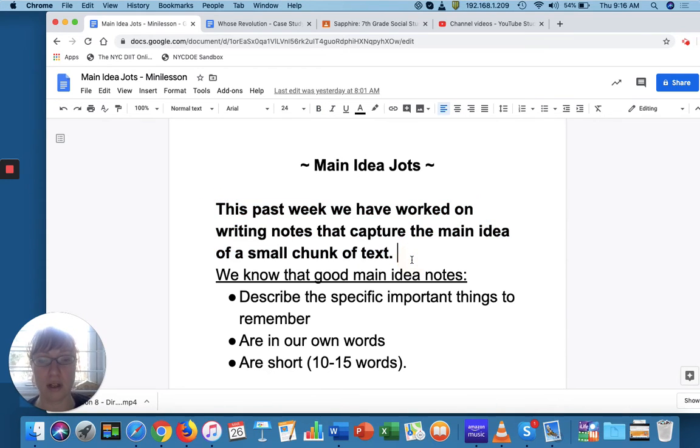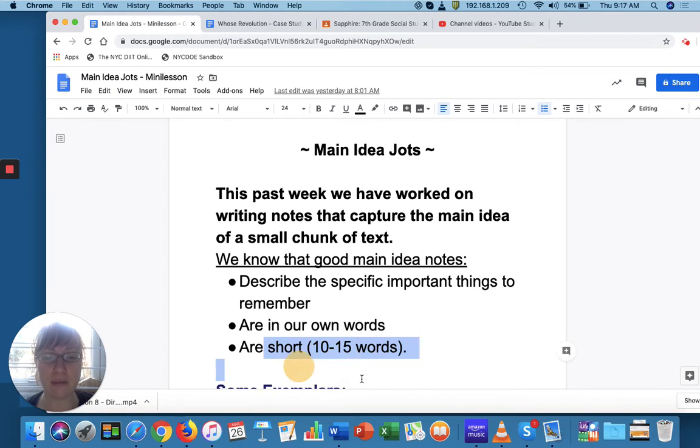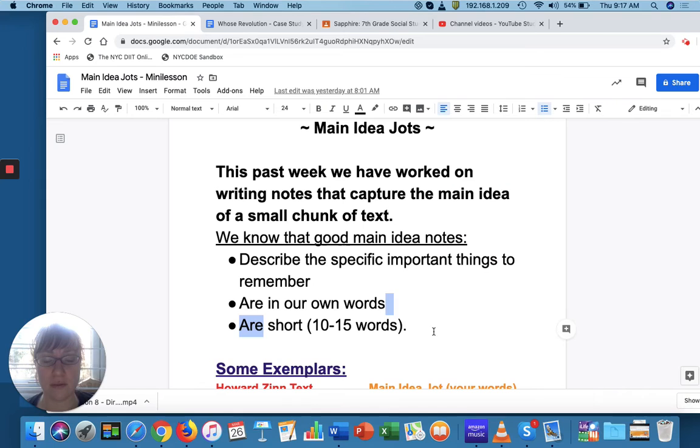This is something good readers of nonfiction are able to do, where they read a chunk of text, they stop and they think, what was that mostly about? And they try to put it into their own words. As you're putting it into your own words, you want to capture the main idea by describing some of the specific important things to remember. This is a little bit subjective. Everybody's going to think different things were super important. So ask yourself what feels important about this and start to put it into your own words. Try to keep it relatively short, from 10 to 15 words.